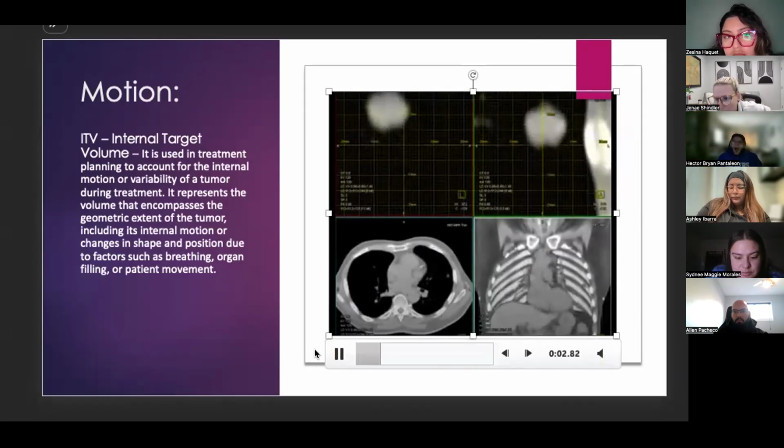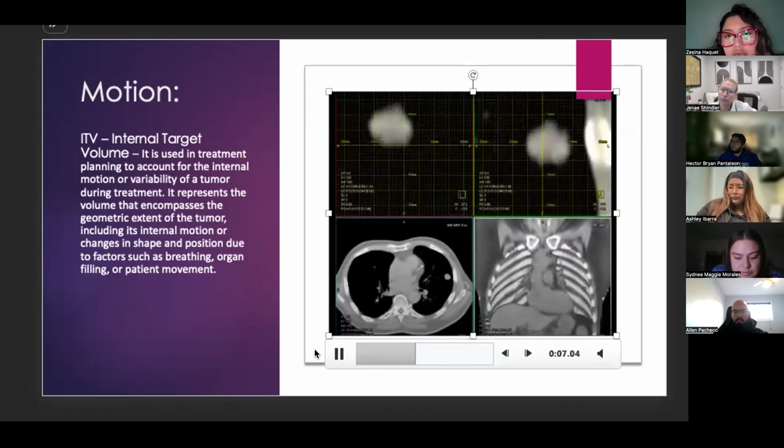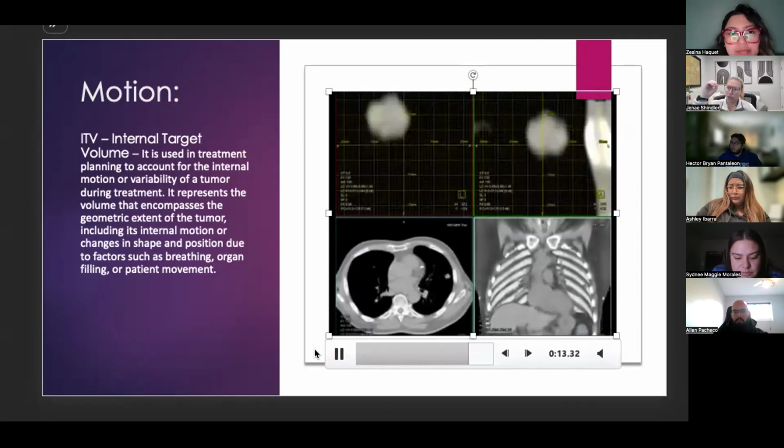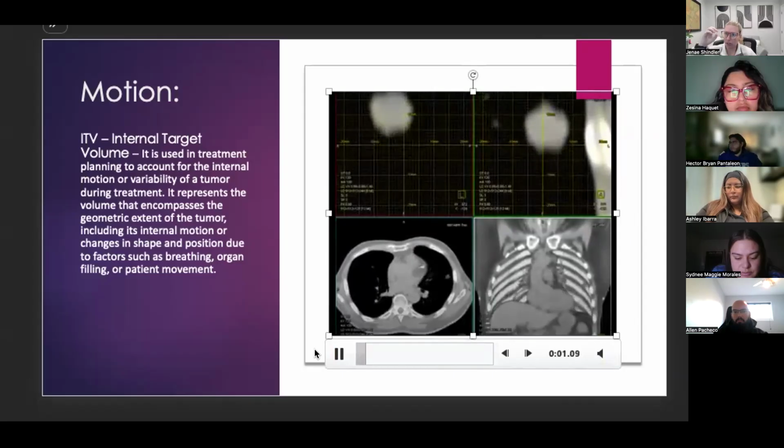Zena, you have a question? Yeah, so is ITV always going to be in between CTV and PTV? No, ITV is going to be the last one. Okay, so it's GTV, which is gross tumor volume, CTV, clinical margin, PTV, planning margin for inconsistency with setup. And then you have the last one, the fourth one, which is ITV.